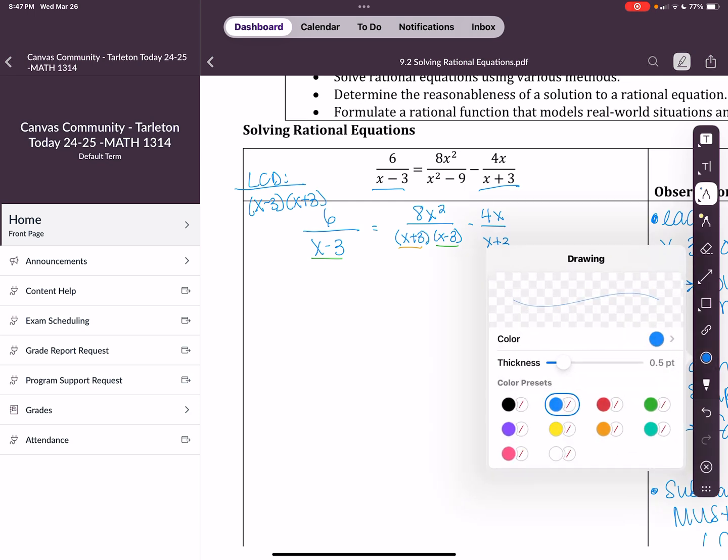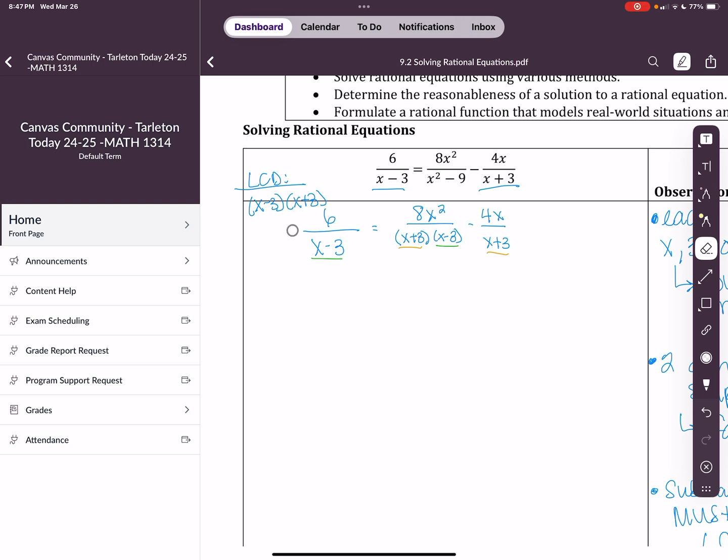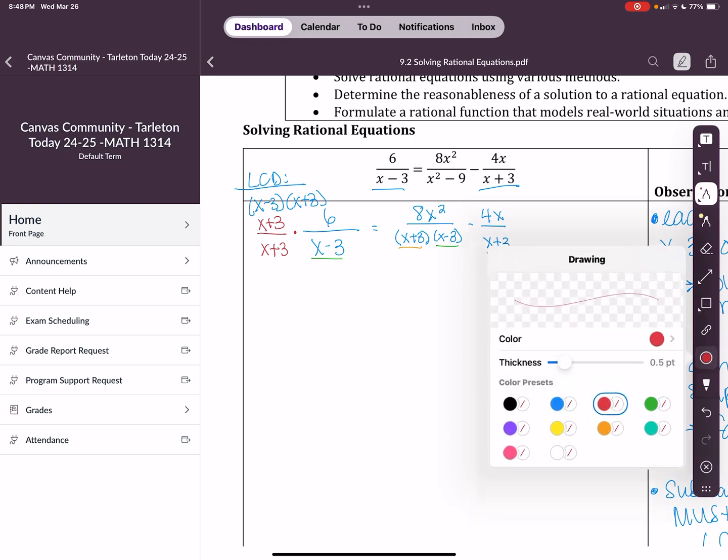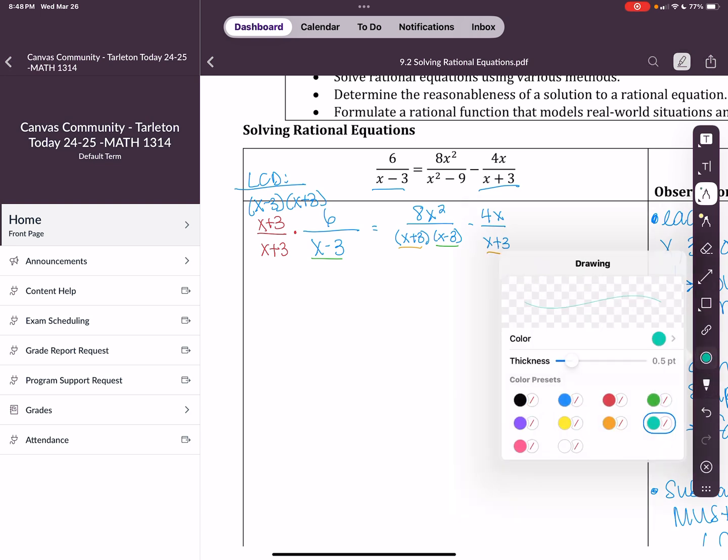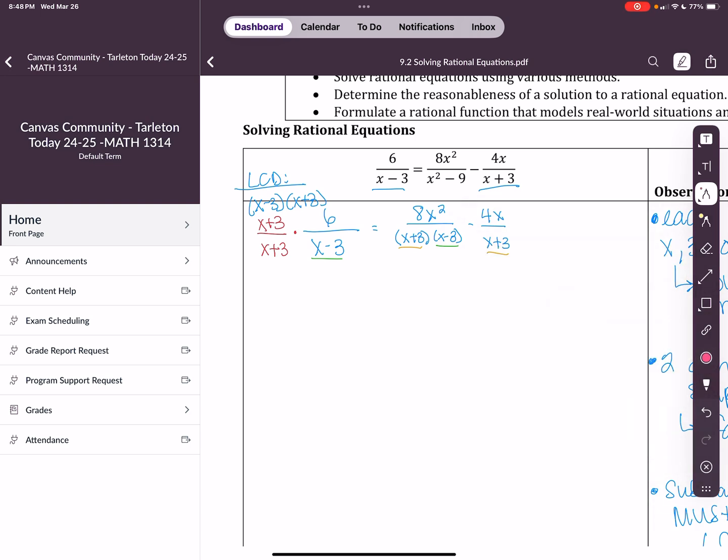Okay? So my fraction over here, 6 over x minus 3, the only thing that it lacks is x plus 3. So I have to multiply both the top and the bottom by x plus 3. My second fraction already has x plus 3, x minus 3, so I don't need to change it. But I do need to multiply my third fraction. What I'm missing on it is x minus 3, so I'm going to multiply the top and the bottom by x minus 3.